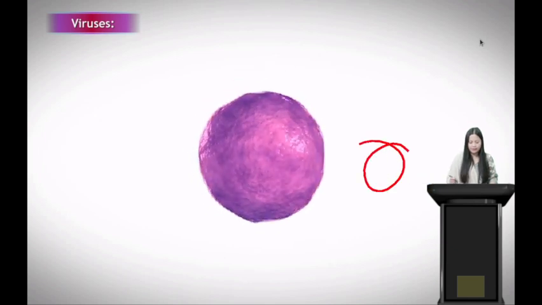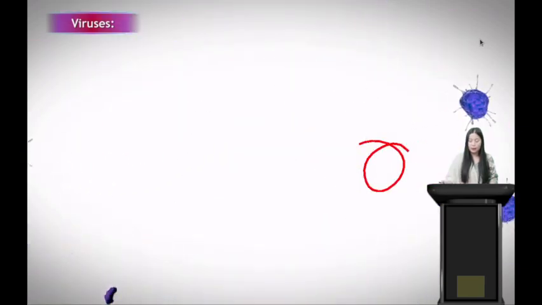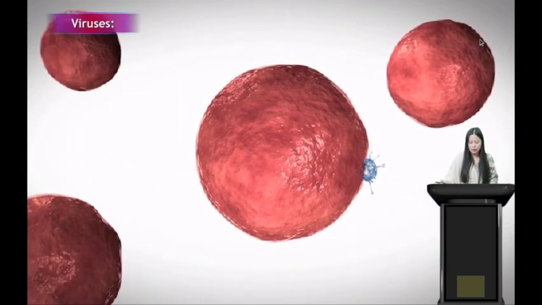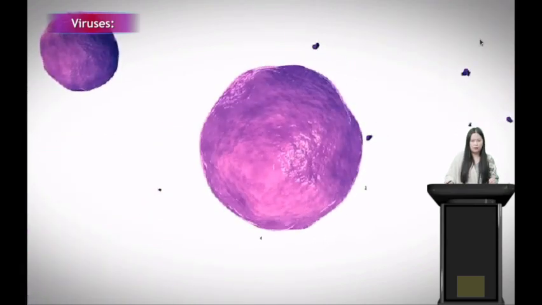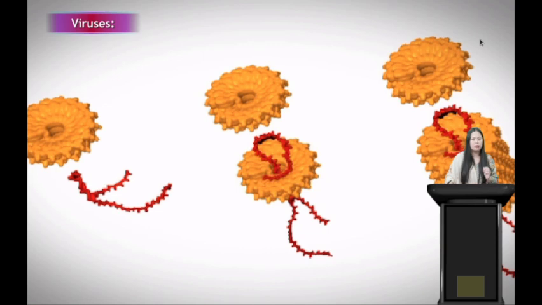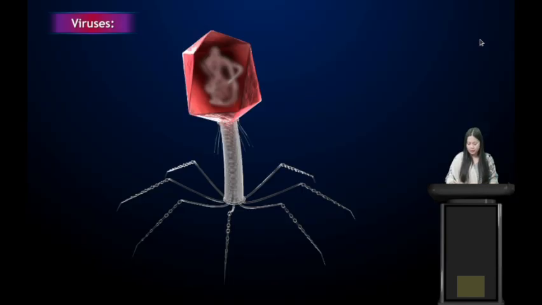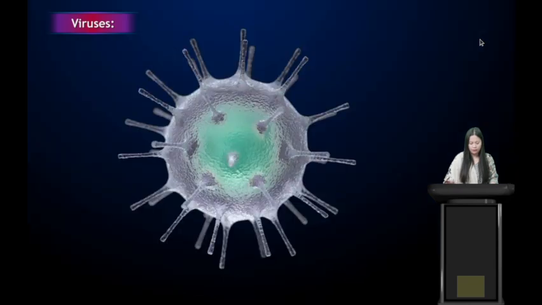Here we see a virus entering a cell. Now it reproduces. So viruses are different from others because they cannot reproduce on their own. They have to enter the cell of a host organism and reproduce in the cell of the host organism, and that is why viruses are different from other microorganisms. These are some of the examples of viruses. Here we see structures of different viruses.